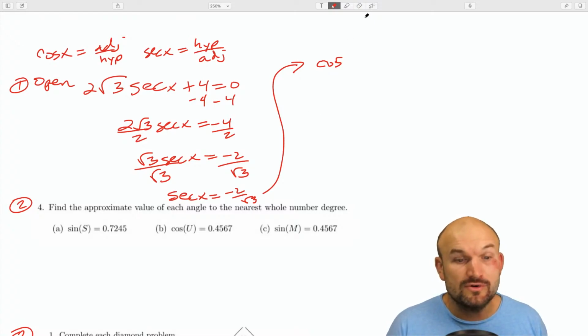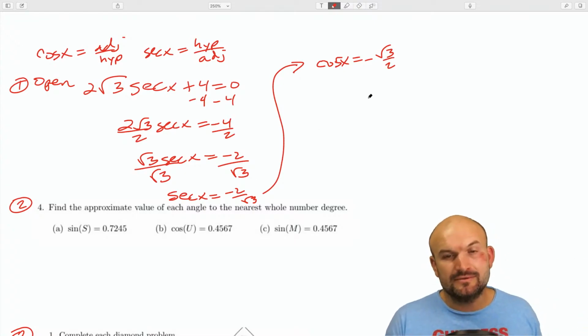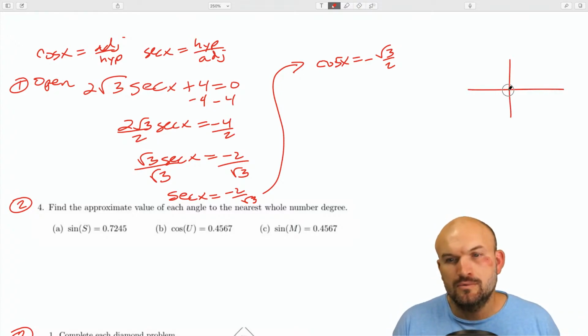So therefore, cosine of x is equal to negative square root of 3 over 2, right? Because it's just the reciprocal. Kind of the same idea that we have going on here. So now I have to understand, when is cosine of x equal to negative square root of 3 over 2? Well, that's going to be this angle as well as that angle, right?